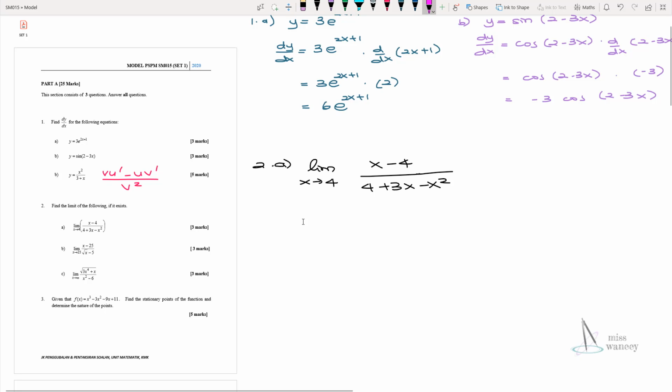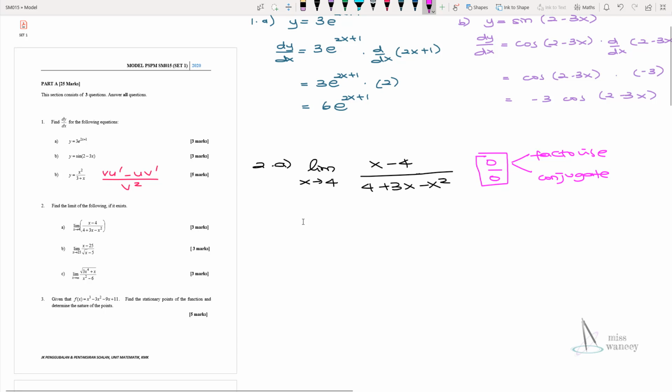Okay, so if you substitute x with 4, we are going to end up with 0. Substituting x equal to 4 for our denominator, we are going to get 4 plus 12 and then minus 4 squared, which is also equal to 0. So we do end up with 0 over 0. If we have 0 over 0, it can mean two things. You can either factorize them or you can multiply with the conjugate.